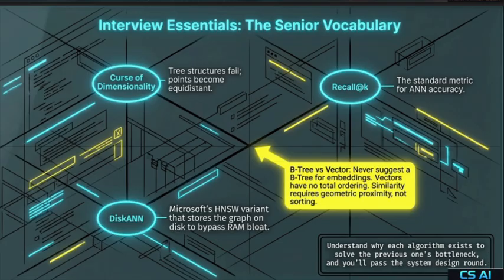To wrap up, remember the senior vocab. Understand the curse of dimensionality. Measure your recall at K and look into disk KNN if you need to bypass RAM bloat. Never suggest a B-tree for embeddings. Vectors have no total ordering and require geometric proximity, not sorting.